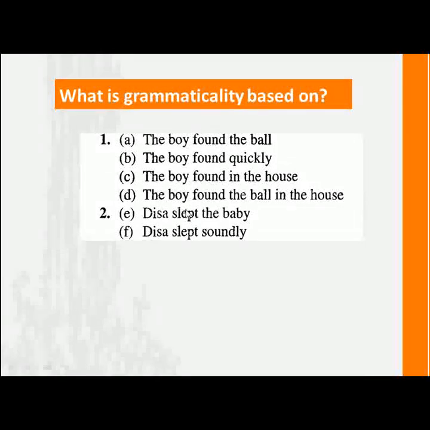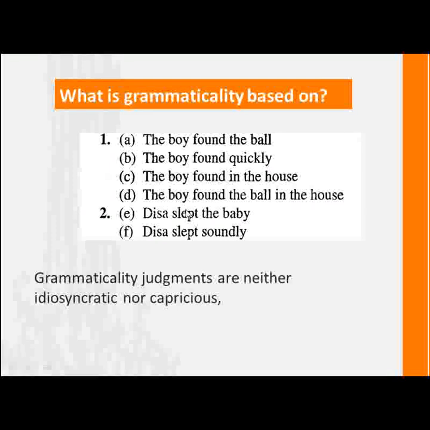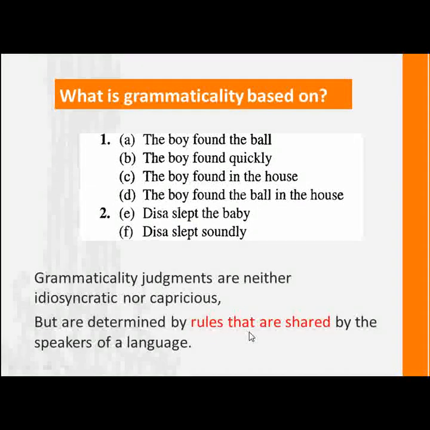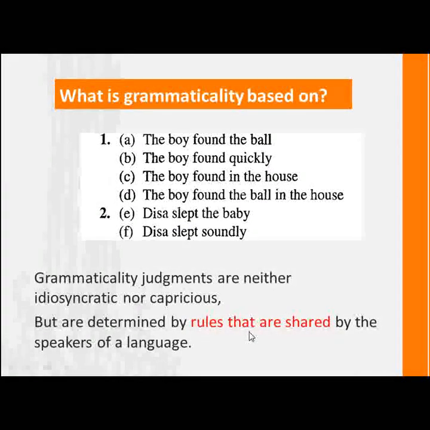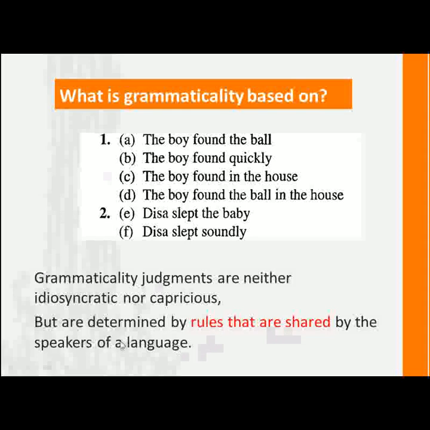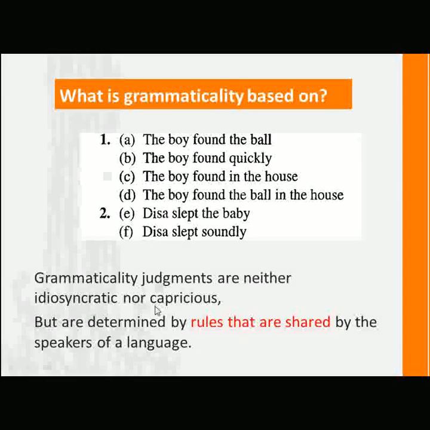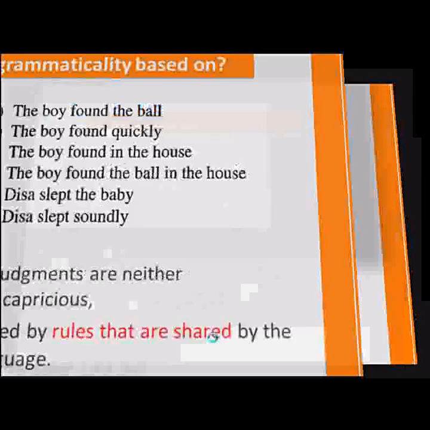So how do we know that? So that's why grammaticality judgments are neither idiosyncratic nor capricious, but are determined by rules that are set by the speakers of the language. Jadi grammaticality is based on rules set by the native speakers. So that's what you have to remember. Jadi kita tidak bisa mengatakan bahwa harus berdasarkan ini atau itu, tapi harus berdasarkan rules yang disepakati oleh pembicara dari bahasa itu sendiri. That's it.